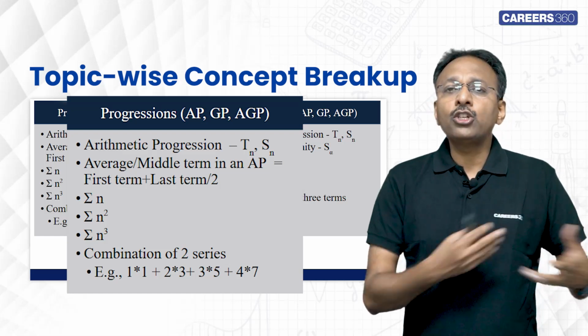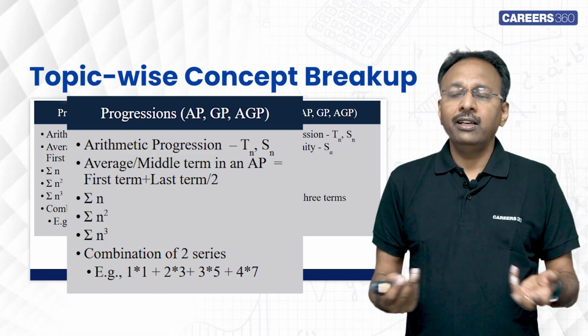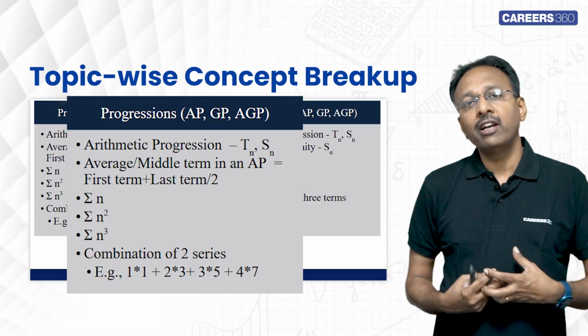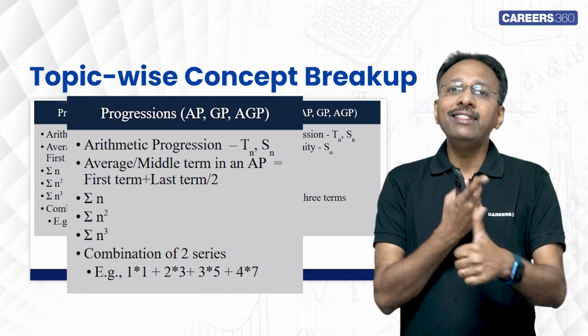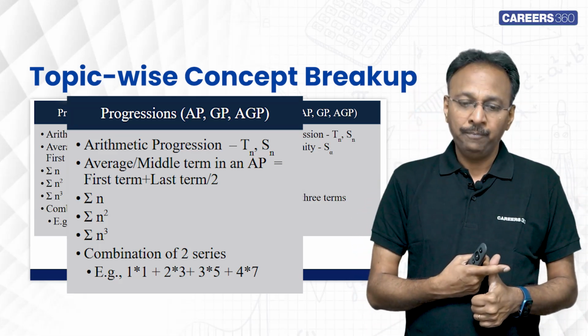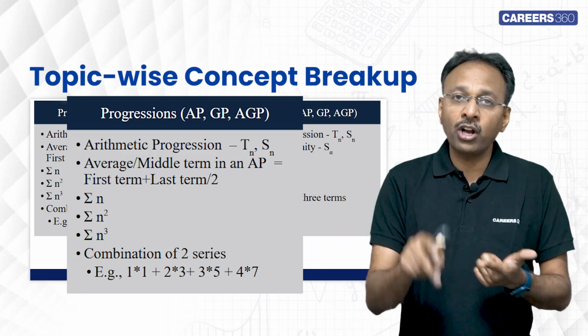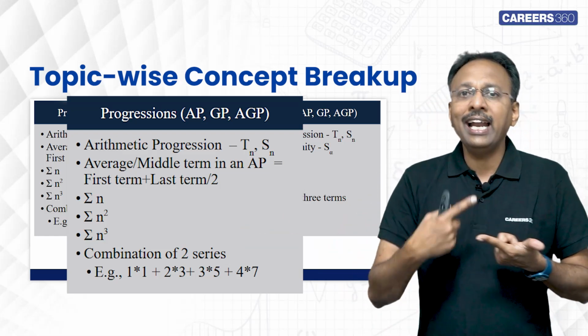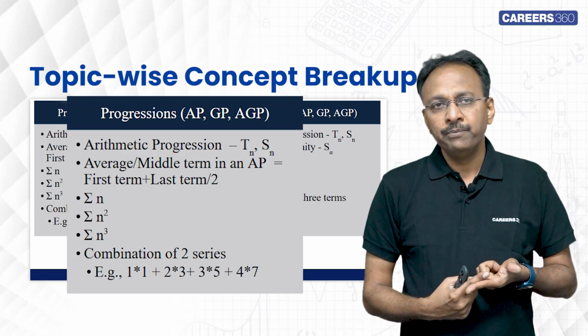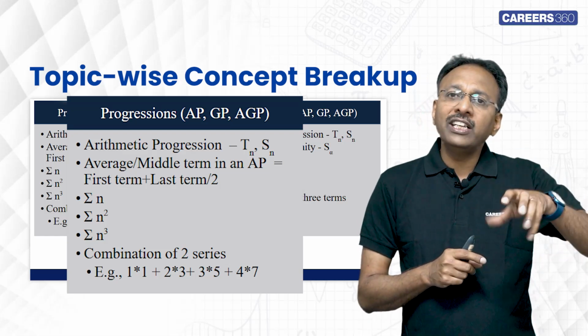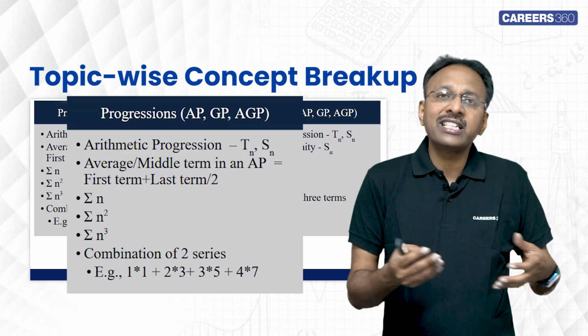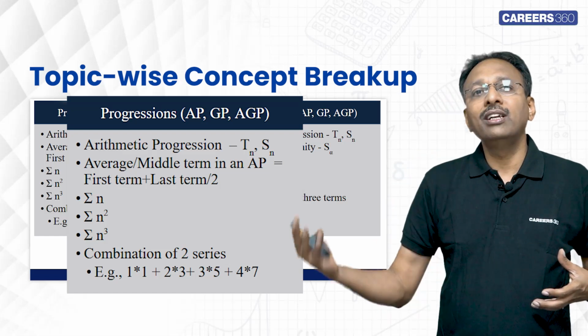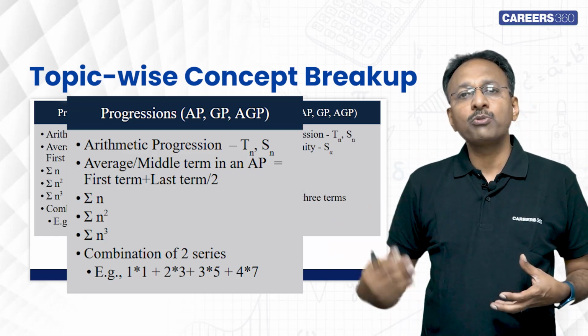In each of these areas, there is one very, very basic concept that one has to understand. One is, what is the nth term, or call it Tn? What is the sum to n terms, or called Sn? When it talks about arithmetic progression, we are talking about this Tn and Sn. There is a formula for that. And there are a series of things that you need to remember. For example, what is sigma of all natural numbers? Sigma n is n into n plus 1 by 2.